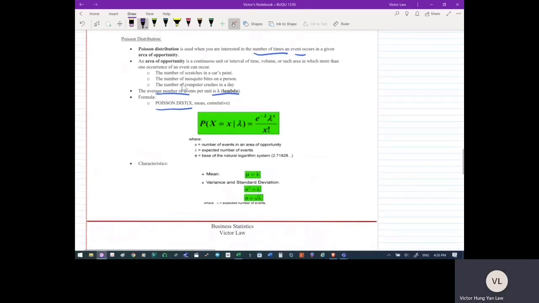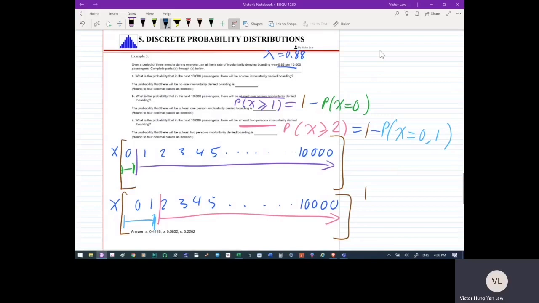So we're going to go for example 3 right now. Example 3: over a period of 3 months during the year, an airline's rate of involuntary denied boarding was 0.88 per 10,000 passengers. Complete part A through part C. Part A: what is the probability that in the next 10,000 passengers, there will be no one involuntarily denied boarding? So in part A, we're looking for the probability of x equals 0.